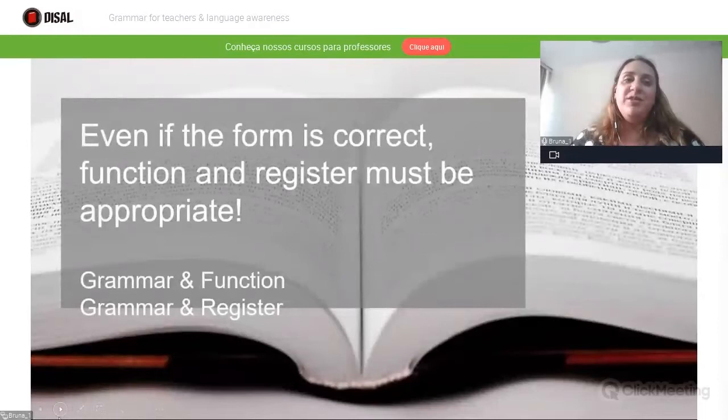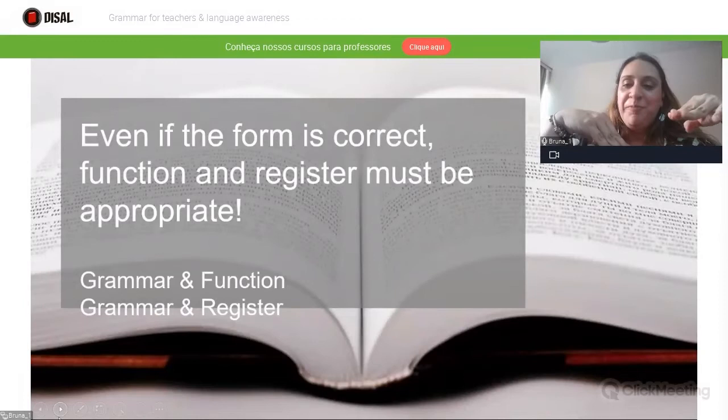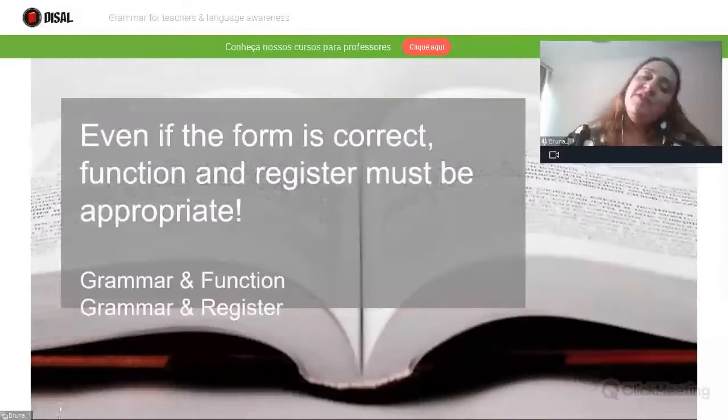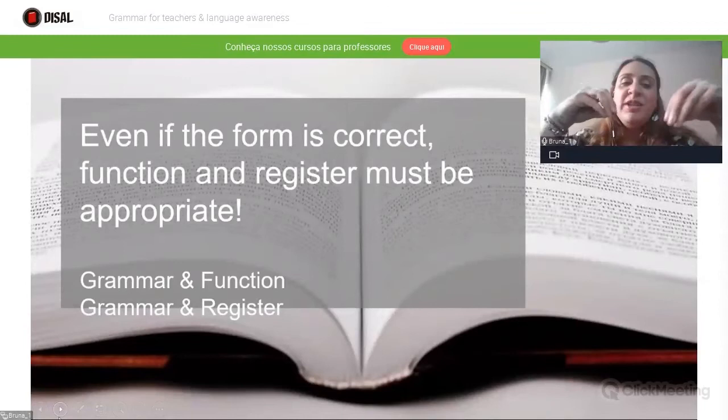But if you write a message responding to a job offer, it cannot be that informal. And then it will depend on the words we use and how we use them and the genre of what we are teaching our students to decide if it's appropriate or not. So it's very important for us to teach this too.